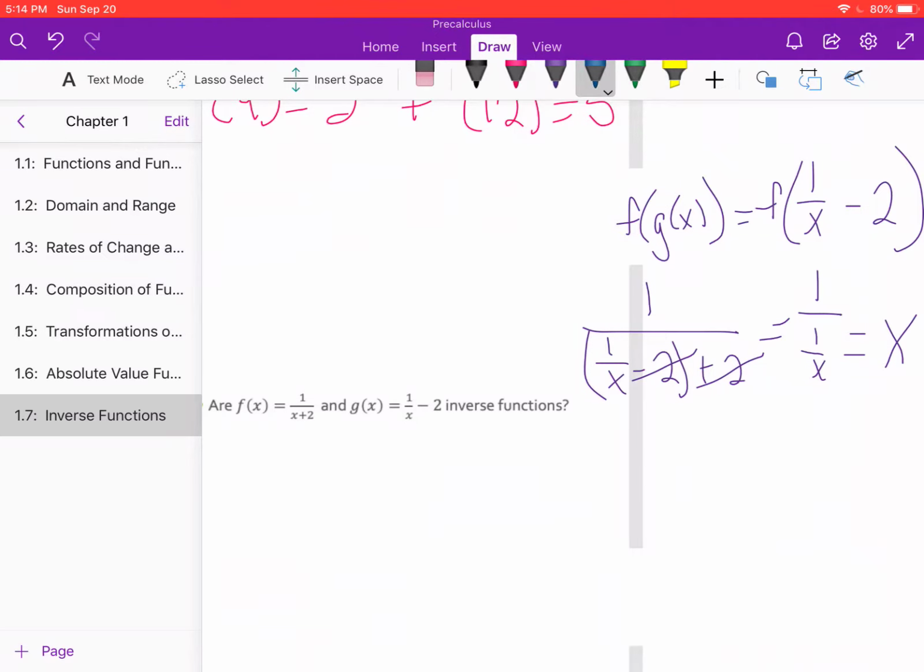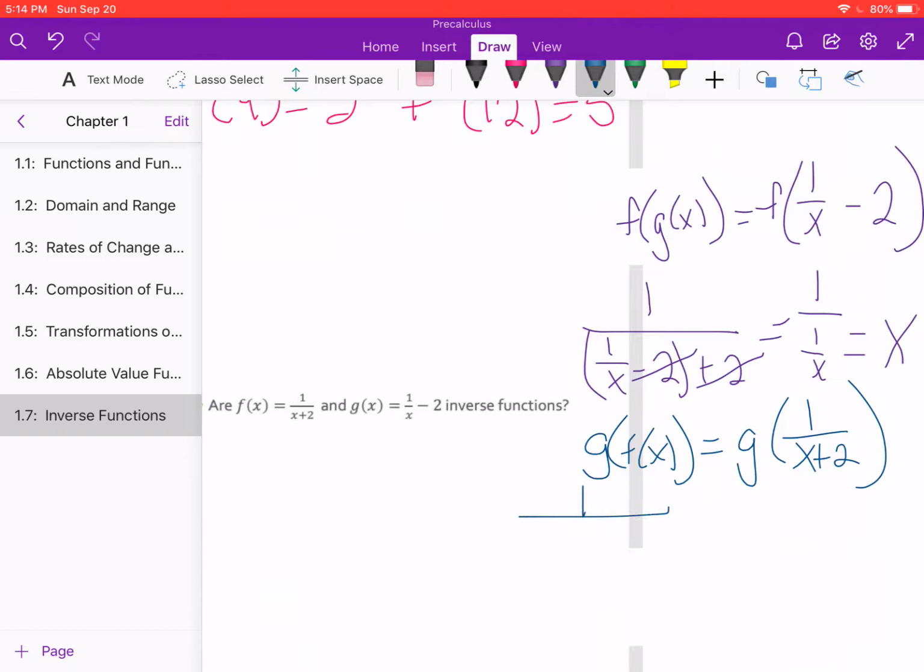Let's try g of f. So g of f of x is going to be g of 1 over x plus 2, which gives us 1 over 1 over x plus 2, minus 2. 1 over something is just the reciprocal of that bottom, so we have x plus 2 minus 2. Those will cancel out, and we're just left with x.